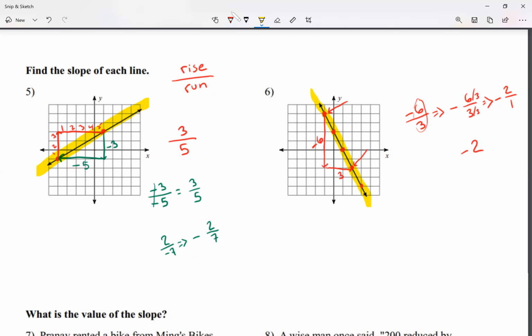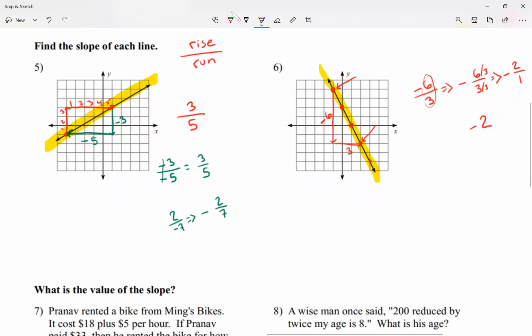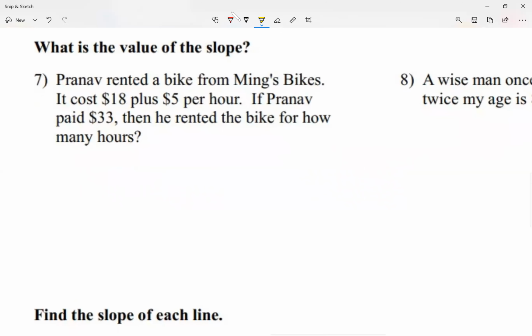Another thing I want us to practice for slopes is in word problems. Now, the slope is the number that keeps on happening. There's a number that's going to happen multiple times. How many times does it repeat? In math, sometimes we call it unit rate. But it's just that there's a number that's going to keep on repeating.